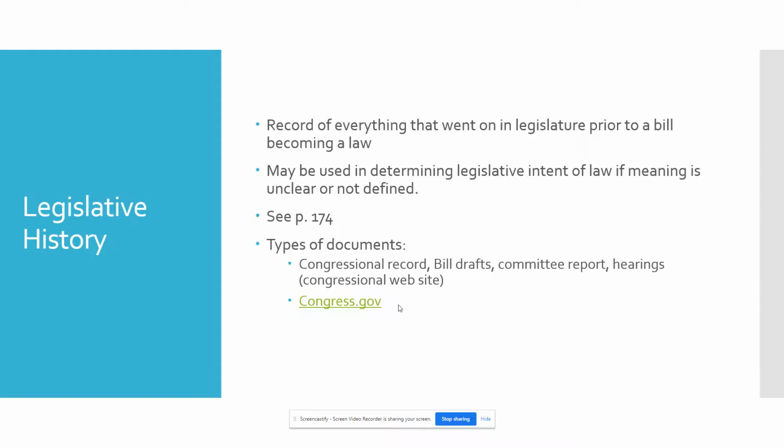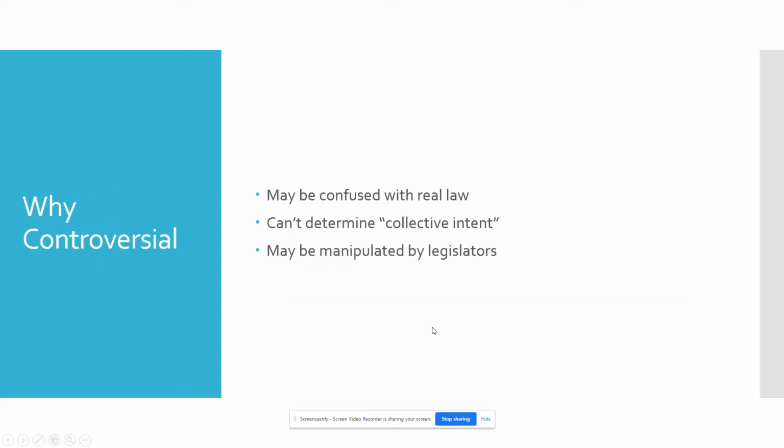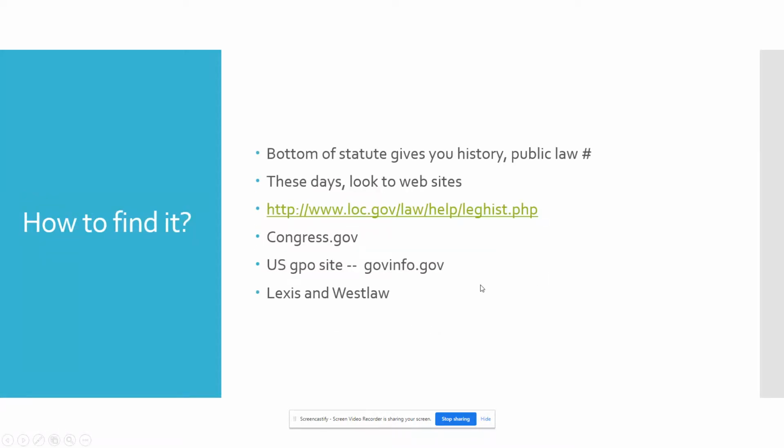Okay, so legislative history, which we were talking about earlier, remember that's the record of everything that went on prior to a bill becoming law, and courts use that to determine legislative intent of a law if the meaning is unclear or undefined. Types of documents include bill drafts, committee reports, and hearings. You can go to congress.gov to find them. Statsky says it's controversial because it's not real law. You don't know what the intent of every lawmaker was. Legislators can manipulate it. So just be careful about it.